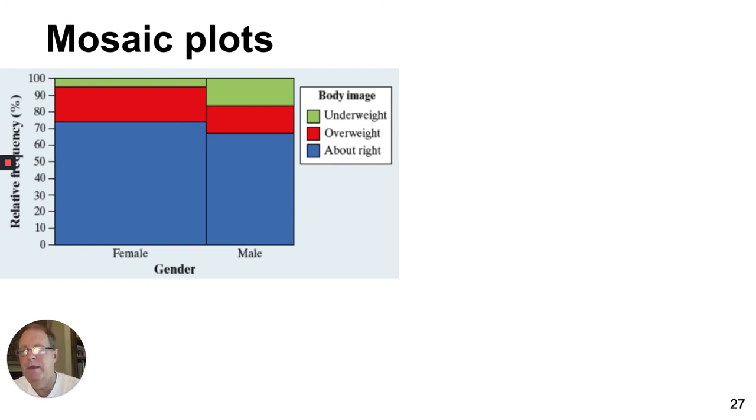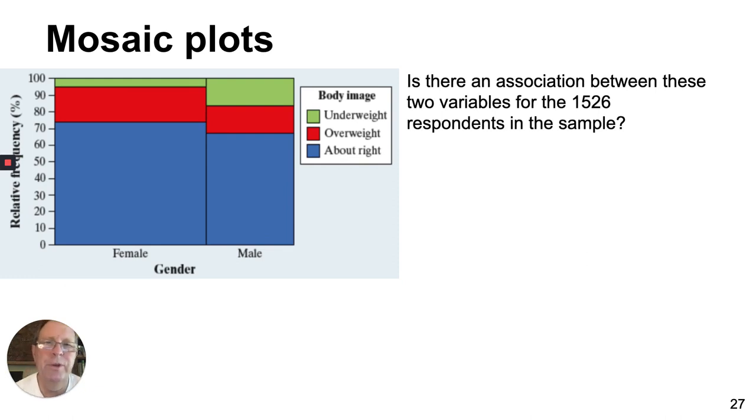Suppose that I took a poll and I got some female respondents and some male respondents. I've classified my respondents by gender, and then I further classified them by whether they consider their body image to be underweight, overweight, or about right. As you can see from this mosaic plot, I had more female respondents than male respondents. My question is, is there an association between these two variables for the respondents in this sample?